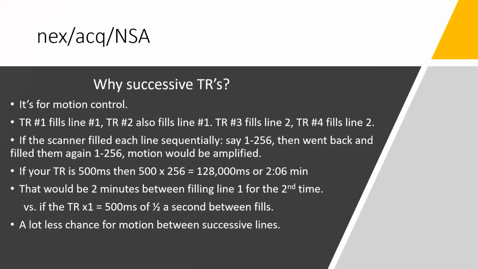You go to move up and you go to line number 2. Then that's going to be TR number 4, 5, and 6. You're going to fill them on successive TRs. You're not going to fill line 1 and come back 500 milliseconds later and fill line 1 again, and 500 milliseconds later fill line 1 again. Your motion is going to be absolutely god awful. So it's successive lines. Just know that.